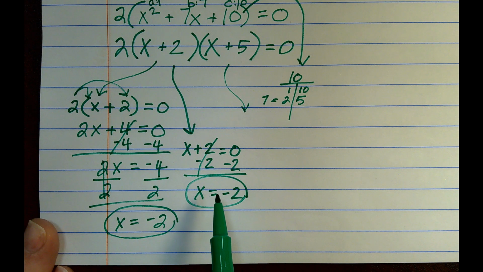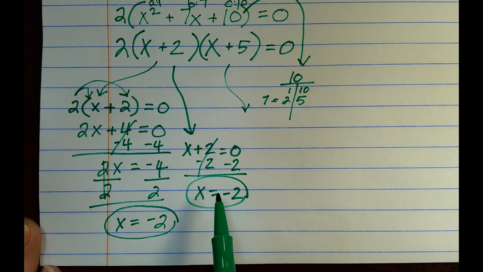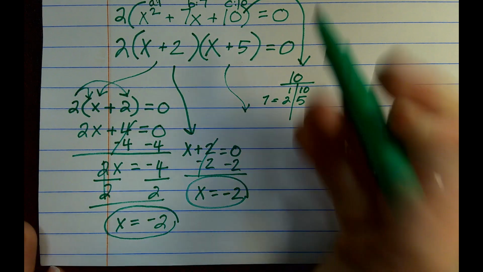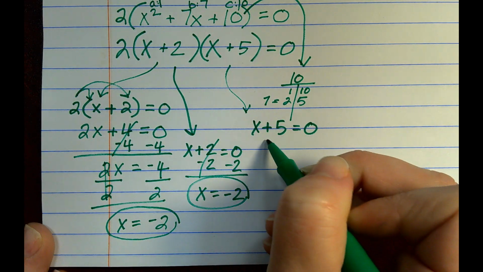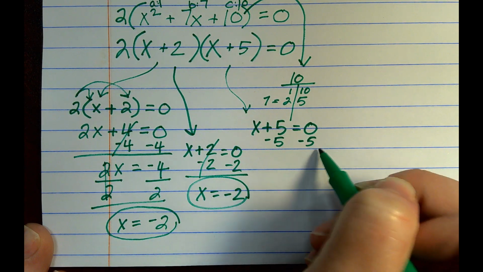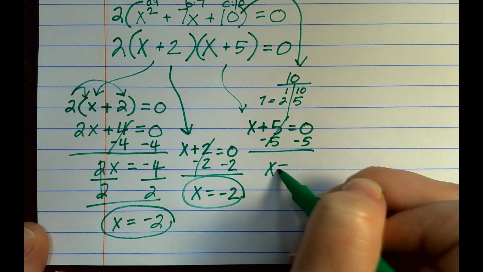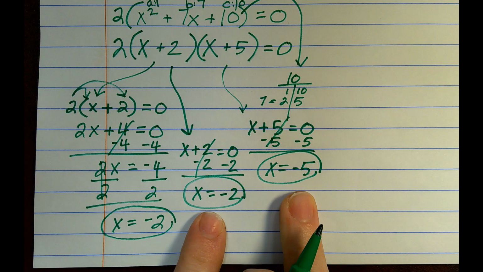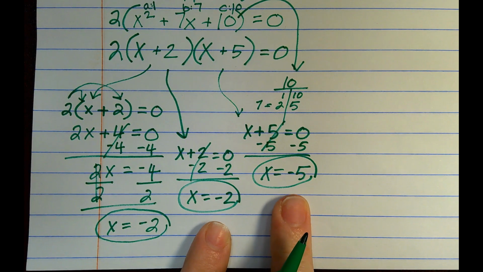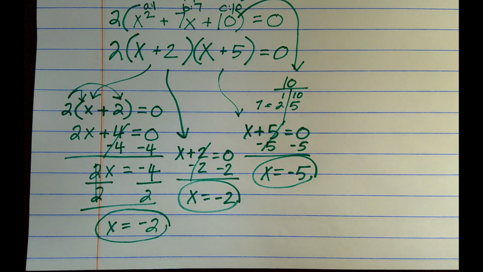Am I done? No, what do I still need to do? X plus 5. X plus 5 is 0. And we subtract 5 from both sides to get x equals negative 5. So x is negative 2 and x is negative 5 should be your answers. Is that what you got? Yeah. Perfect.